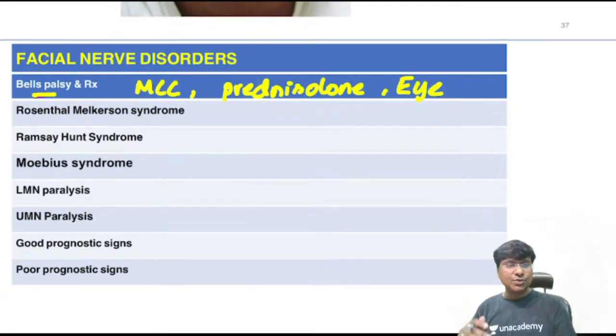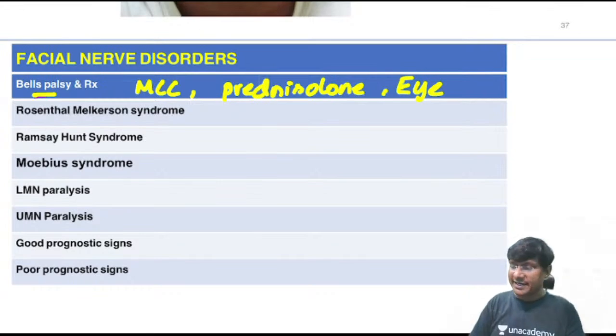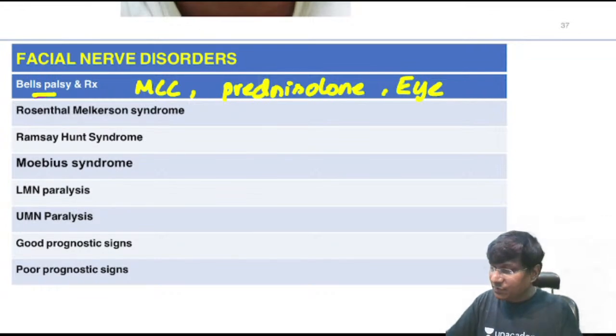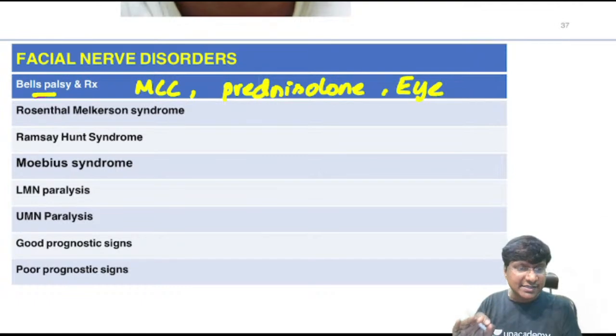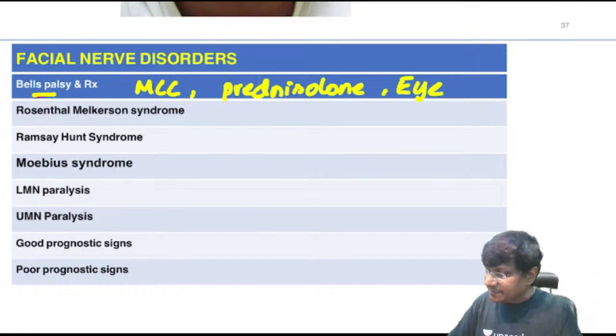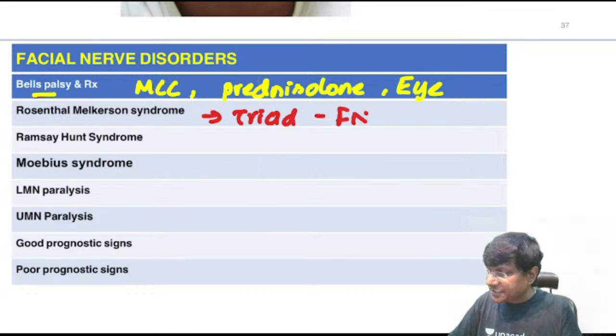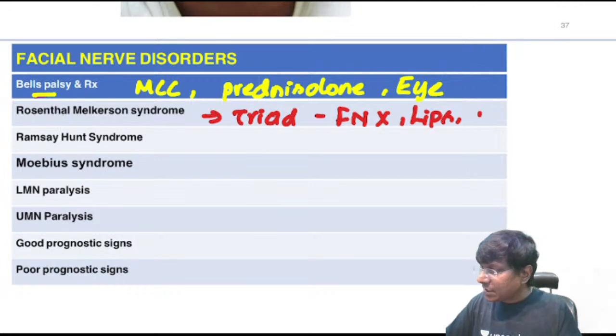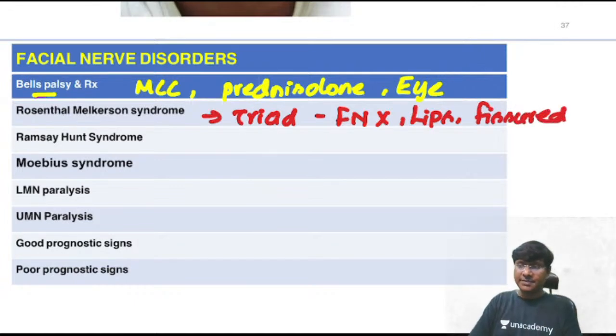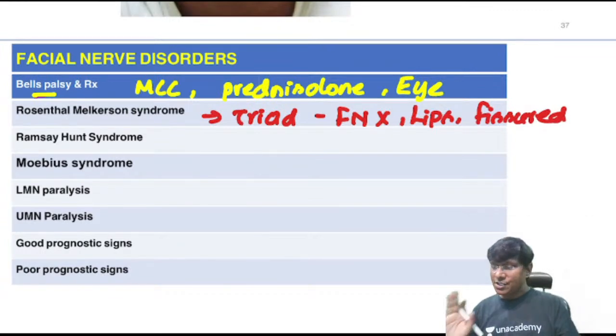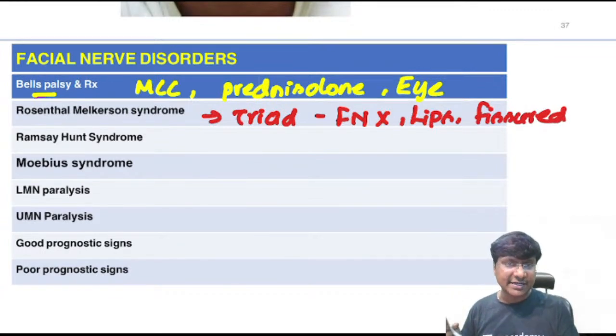Now, let me tell you some important syndromes related to facial nerve palsy. One of the very important syndromes is Melkersson-Rosenthal syndrome. This syndrome is characterized by a triad. Number one, there will be facial nerve palsy. Number two, if you observe the lips of these individuals, they are swollen. And the tongue will be a fissured tongue. So these are the features of Melkersson-Rosenthal syndrome.